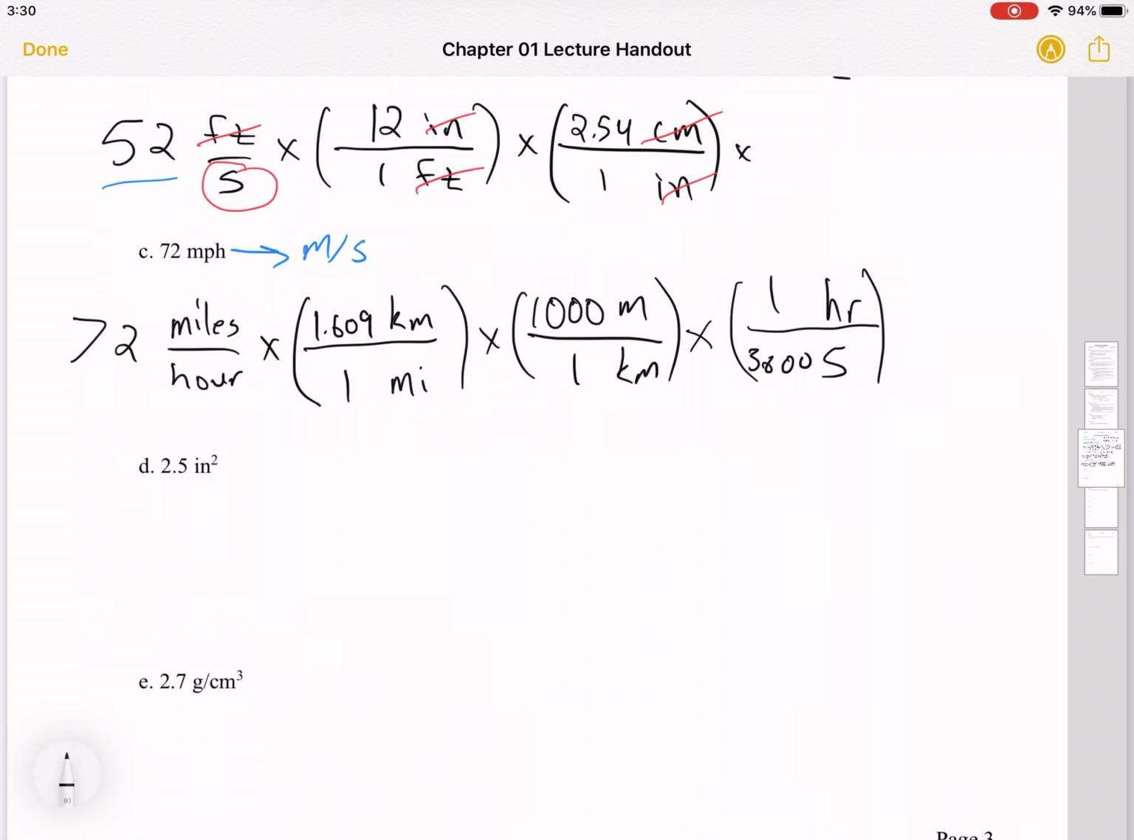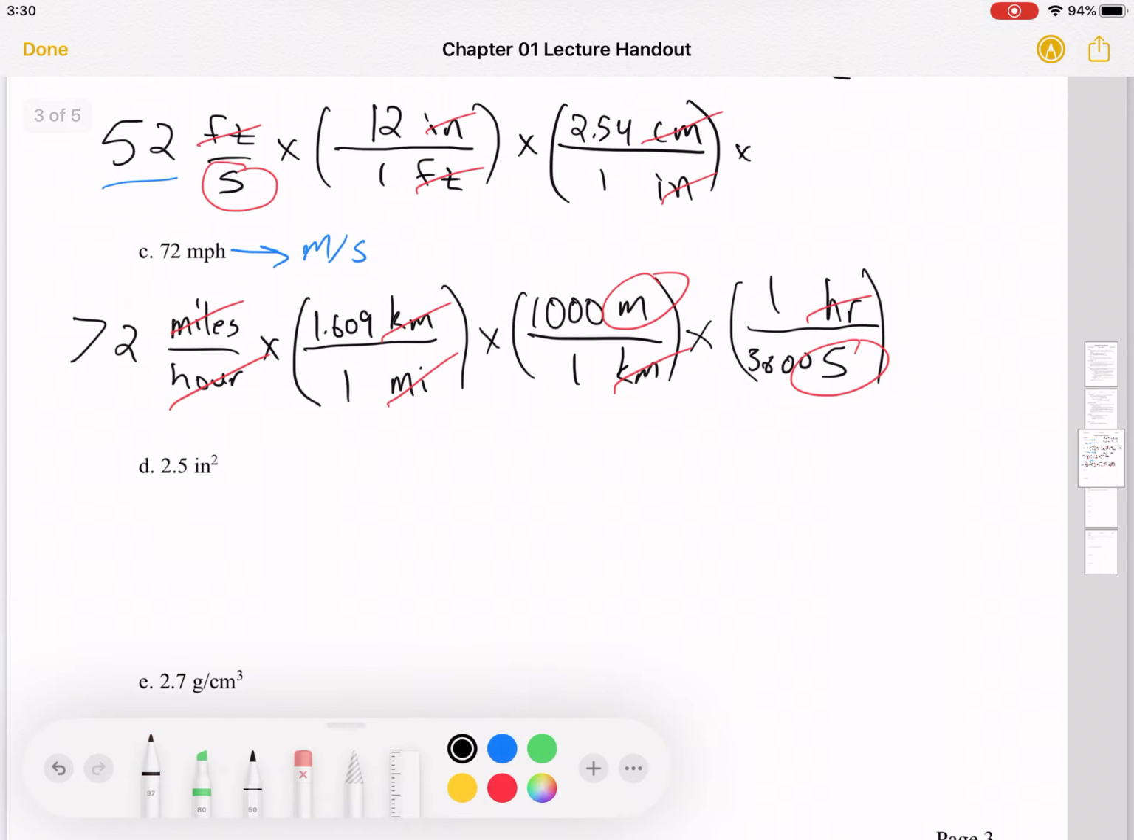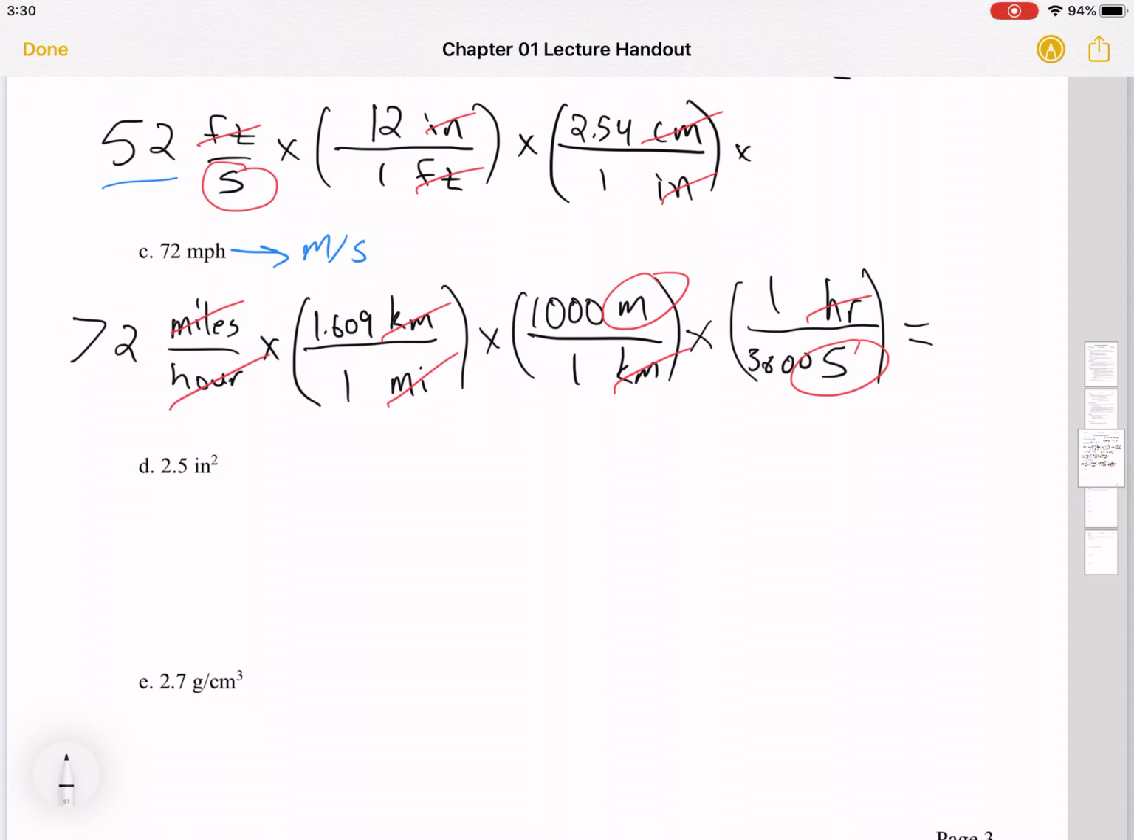Okay. Let's double check that all our units work out. Miles and miles, kilometers and kilometers, it leaves meters. And that hour goes away, they're seconds. Okay. So if you do this math, right, 72 times 1.609 times 1,000 divided by 3,600, you get 32 meters per second. Notice that's close-ish to a factor of 2, right? Half of 72 is a little bigger than 32.